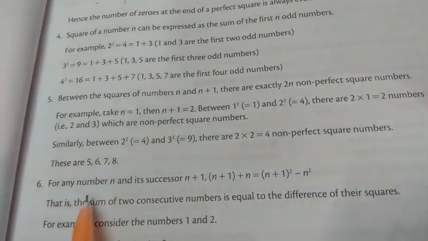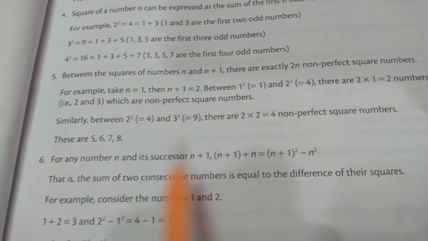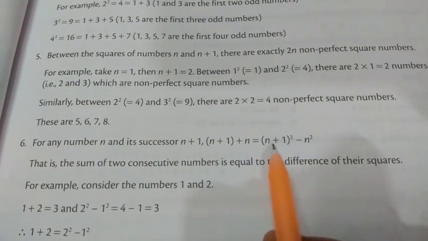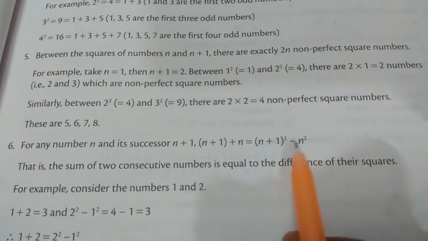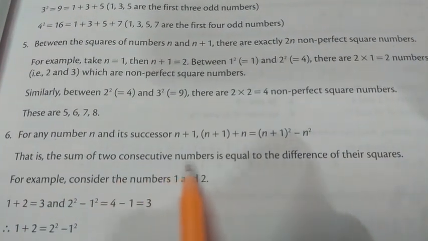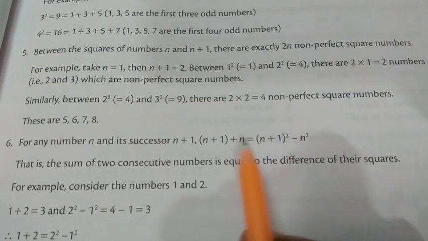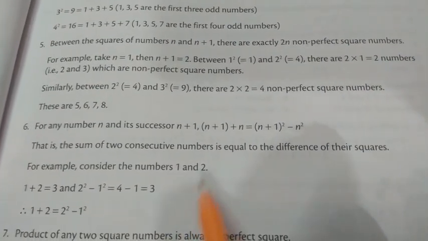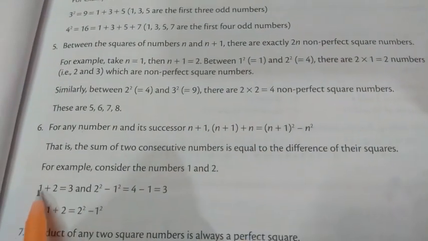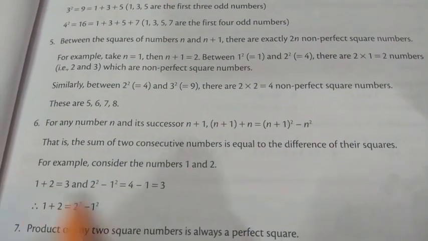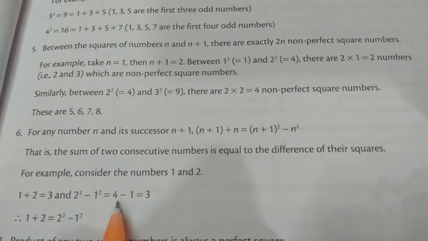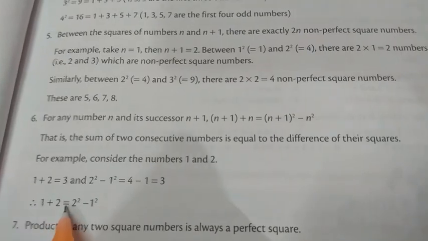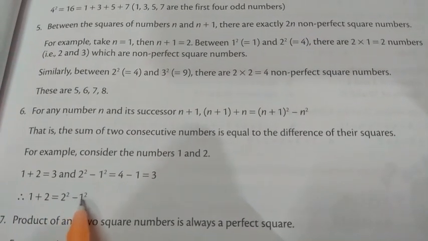Next point, for any number n and its successor n plus 1, n plus 1 plus n is equal to n plus 1 whole square minus n square. That is, the sum of two consecutive numbers is equal to the difference of their squares. For example, consider the numbers 1 and 2. 1 plus 2 is equal to 3, and 2 square minus 1 square, where 2 square is 4 and 1 square is 1, when you subtract, 4 minus 1 is equal to 3. So therefore, 1 plus 2 is equal to 2 square minus 1 square, which is 4 minus 1, equal to 3.